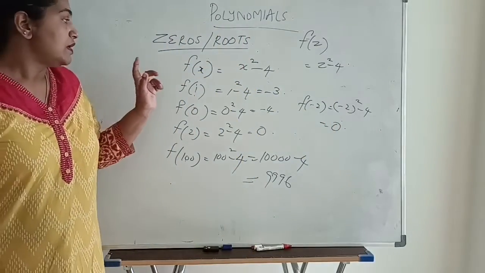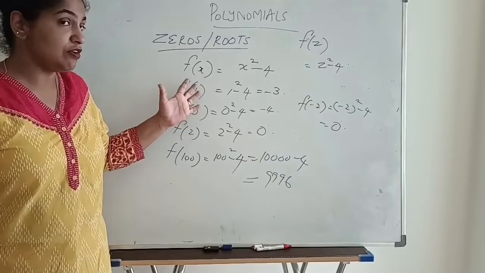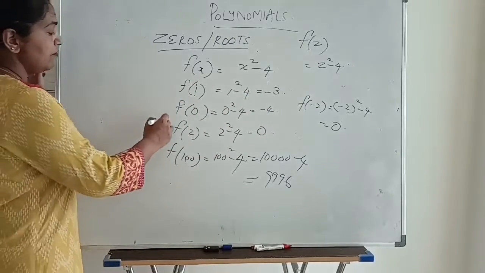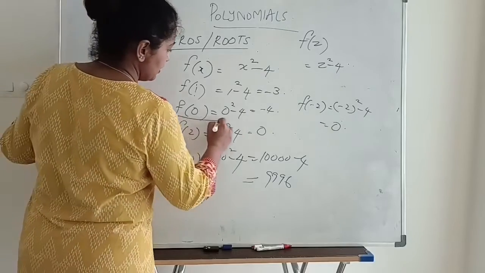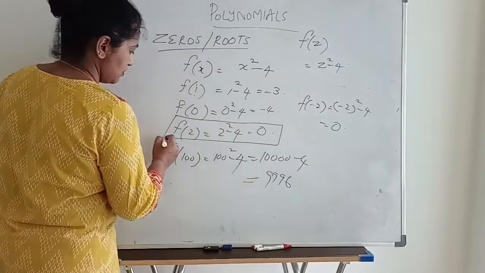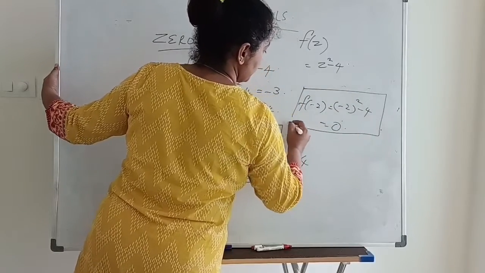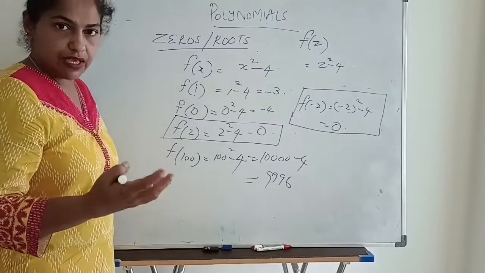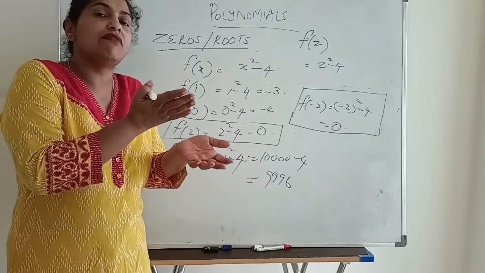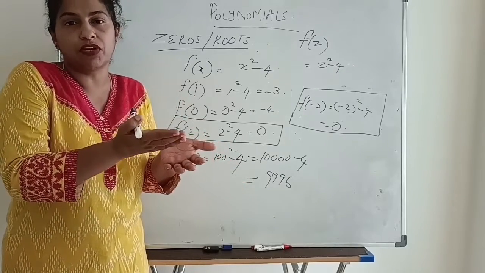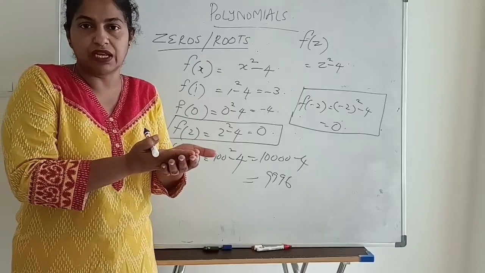When f of 1, when I am putting 1 in the place of x, I get a minus 3. Here I get a minus 4. When I am putting a 2 over there, I get a 0. When I am putting a minus 2 also, I get a 0. The values of x, which will finally give the value of the polynomial as a 0, is called the root of the polynomial or the 0 of the polynomial.